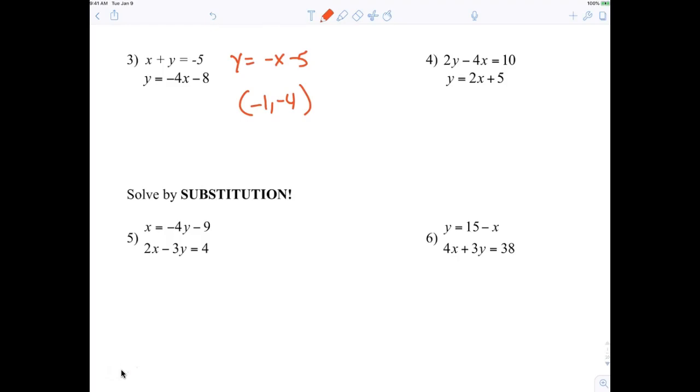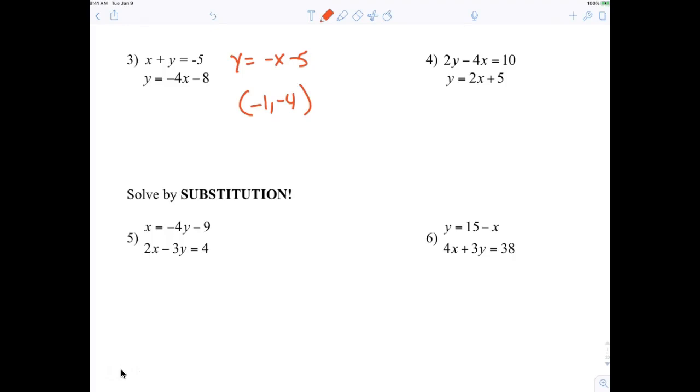Go under y1 equals and type in negative x minus 5. And then go under y2 and type in negative 4x minus 8. Chop, chop. Now hit graph. Now, you want to calculate the point of intersection. I said it that way because I want you to hit the second calc button, and it'll come up 5, intersection. Then hit enter, enter, enter.